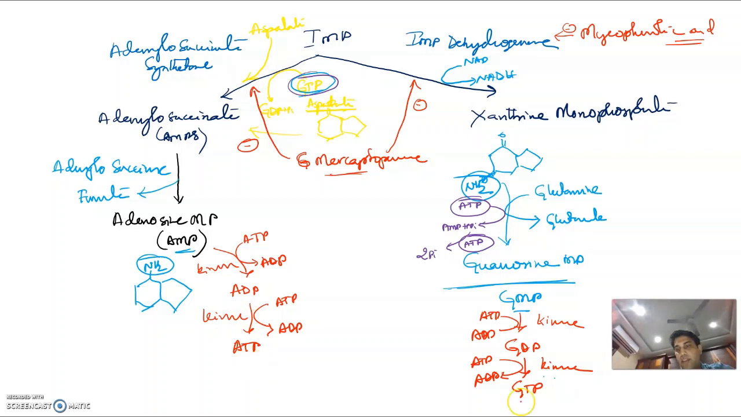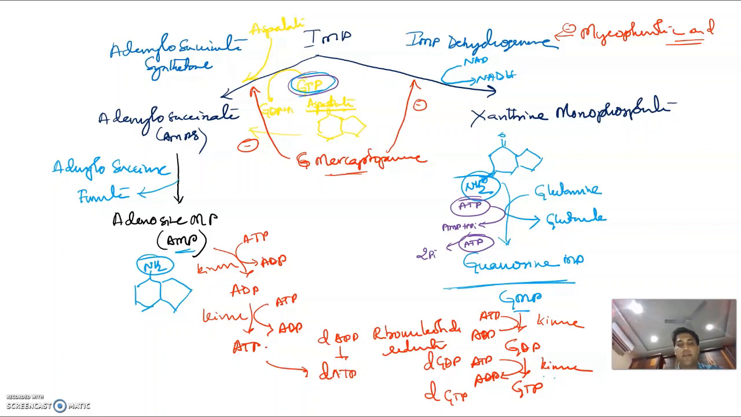These ATP, GTP can get further converted to dATP or dGTP from dADP by an enzyme ribonucleotide reductase, which requires thioredoxin. That is a totally different video. It's a big topic. We'll discuss that in the next video perhaps. Okay, for now you remember that IMP has formed ATP and GTP.